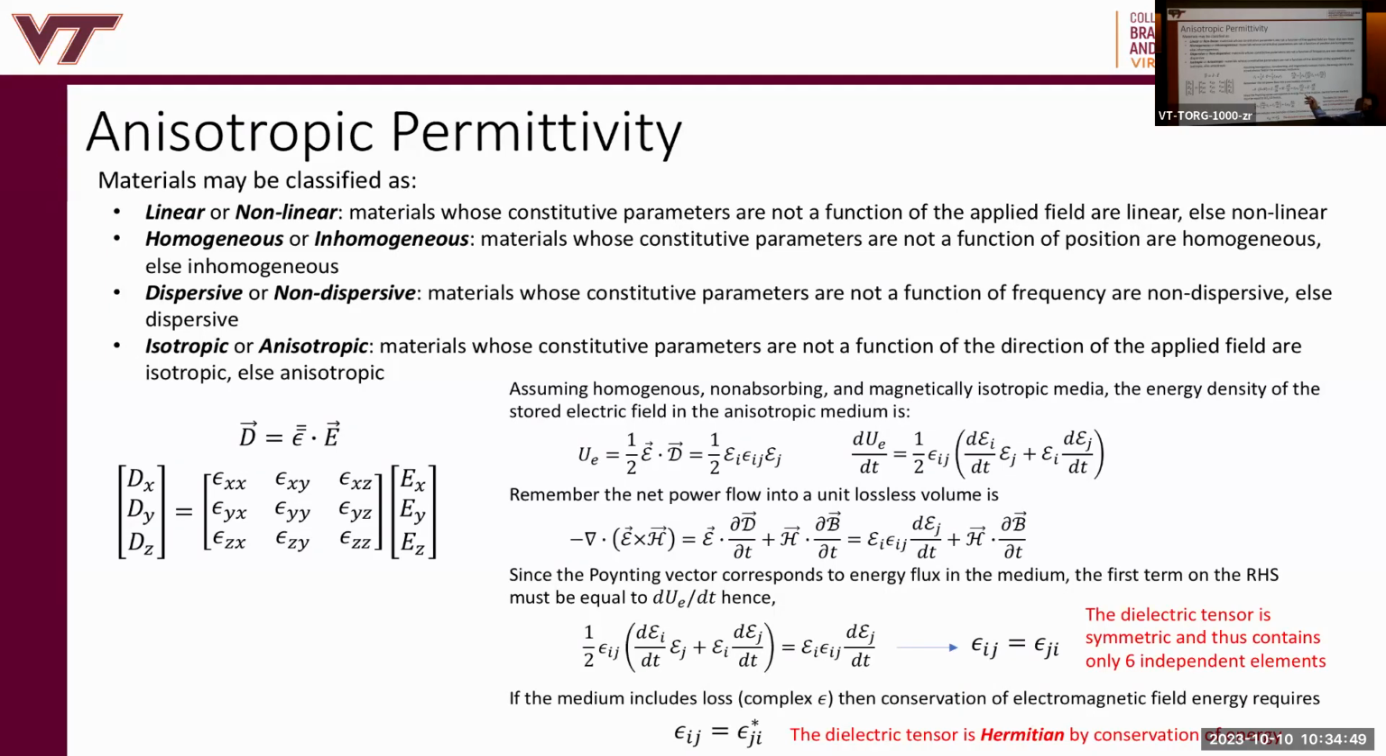Let me make this last point real quick. So we know what D is in terms of E now, so we can use epsilon ij into DEJ, and then the magnetic field stays like that.